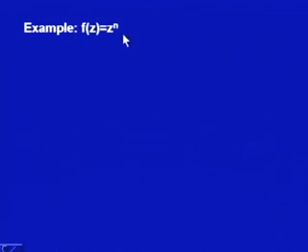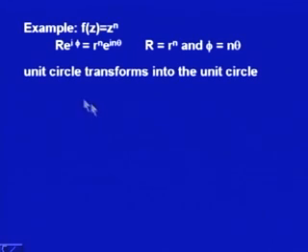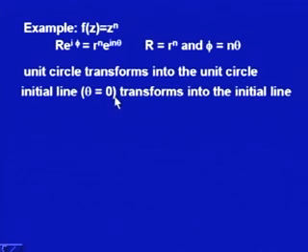Then we come to another function f(z) = z^n. Again I am writing z = re^{iθ}, and on the w plane w = Re^{iφ} will be r^n e^{inθ}. From here we can say that R = r^n and φ = nθ. This means a unit circle transforms into a unit circle. If r = 1, then R will also be 1. Further, for the initial line θ = 0, φ will also be 0. So the initial line will transform to the initial line under this transformation.